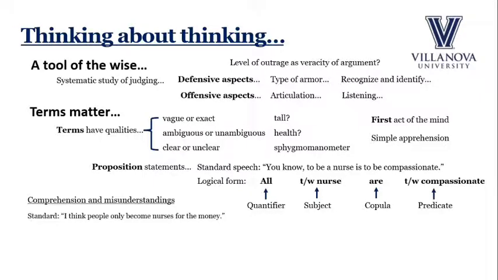Okay? So if we had to put this into some sort of logical form, and again, there could be variations on this, we'd probably say all people who become nurses are people who desire money. Now, we're not arguing about whether or not it's true or false. We're not even concerned about that at this point. All I'm trying to do is take what they said and put it into propositional form. So we have a quantifier, a subject, copula, and a predicate, right?